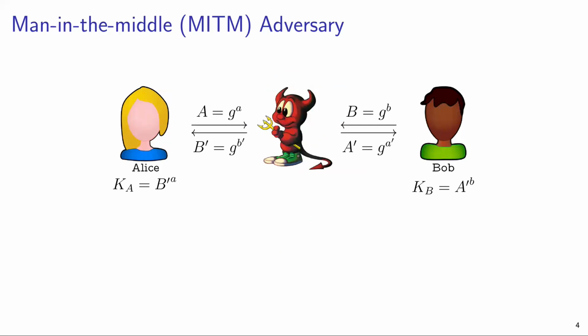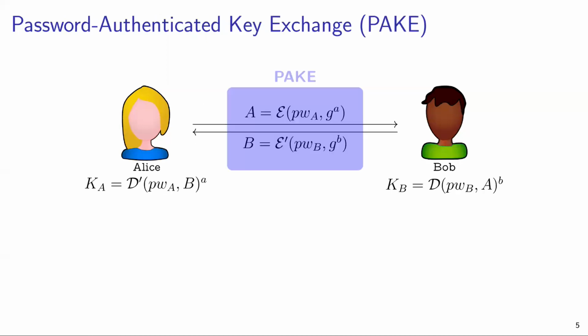However, it falls apart against a man-in-the-middle adversary. That is, if the parties communicate over an unauthenticated channel, then the adversary can replace their messages with its own, and complete a separate key exchange with each party. So Alice and Bob now think they share a key, when really each shares a key with the adversary.